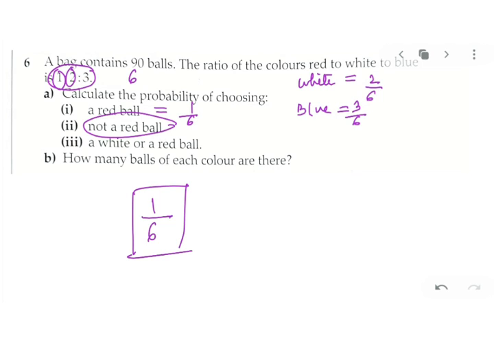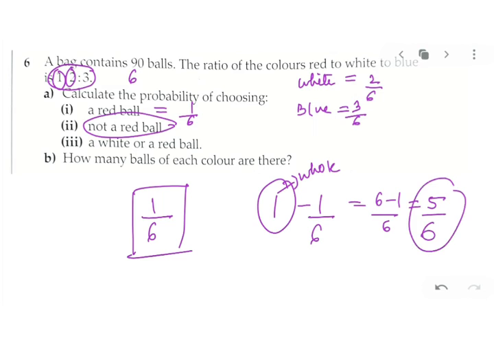But what if I do not get a red ball? So in that case, what I'll be doing is I'll subtract from the whole probability. Whole will be considered as 1. From that I will subtract 1 upon 6. And I'll get 6 minus 1 upon 6, that is 5 upon 6. So 5 upon 6 is the probability of not getting a red ball.